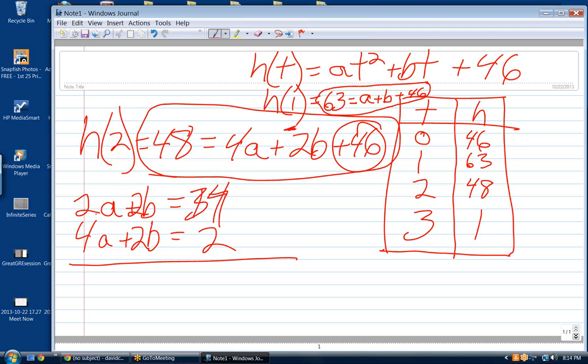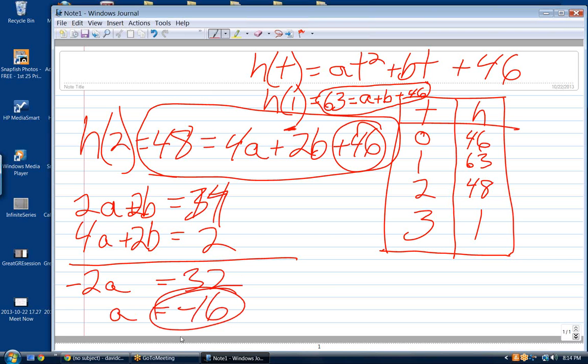Now you're allowed to add or subtract equations. So if I subtract these two equations, I'll get rid of b. I'll have minus 2a equals 32. So a equals minus 16. Oh, how did I know that?